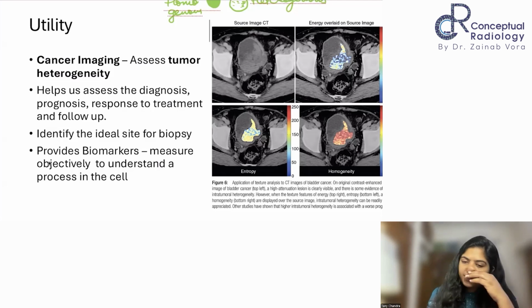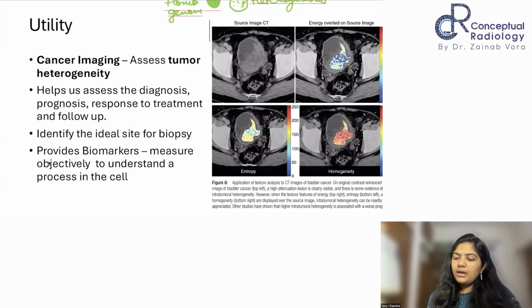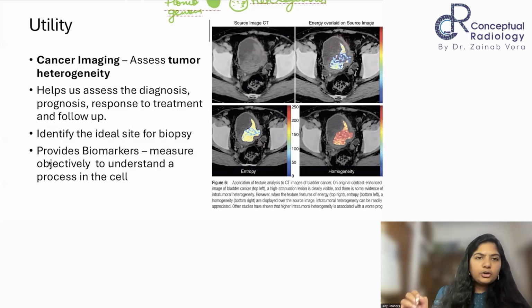Next thing which I have come across is that sometimes it's been postulated that it can help us choose the right site for sampling, resection, biopsy, right? Suppose I want to know, where should I take a sample from? So we all want to avoid necrotic areas. We all want very high cellular areas so that we can get the right cells.